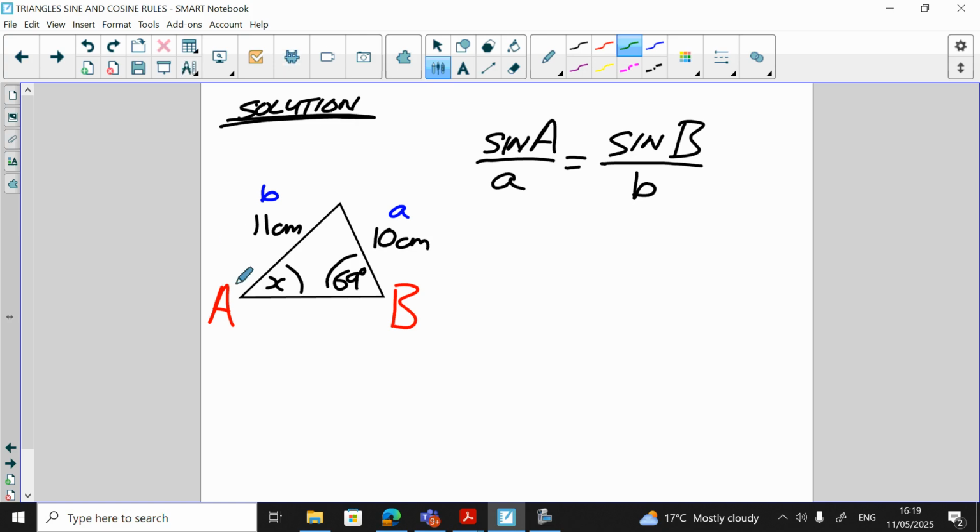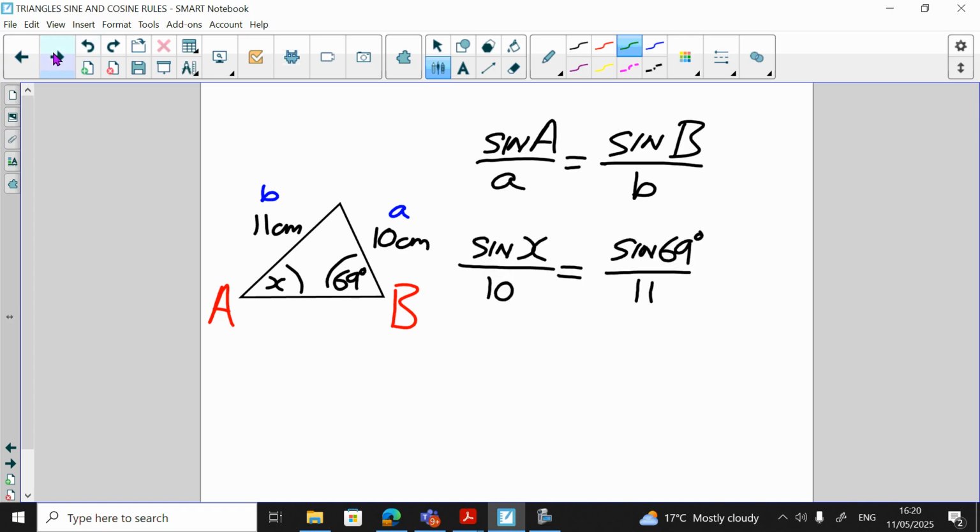Okay, because the thing that you're looking for, it's best to have that on the top left. Believe me, it makes algebra a lot simpler. So let's put things inside. But the thing is, it's not just X we've got here. It's sine of X.